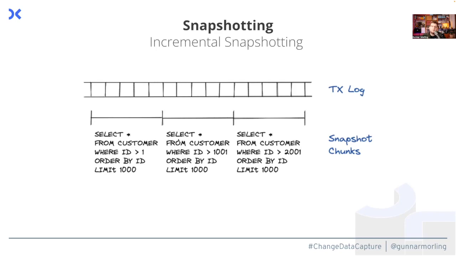And to make it a bit more specific, this is how it works. First of all, we don't have a single transaction or a single select for reading all the data from a table, but instead we do this in chunks. So here, let's say we step through this customer table in chunks of 1,000 rows each time, but it's configurable, could be more, could be less. But let's say we do 1,000 customers at a time.